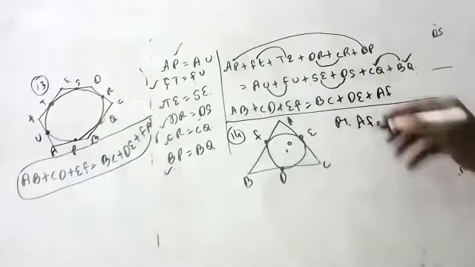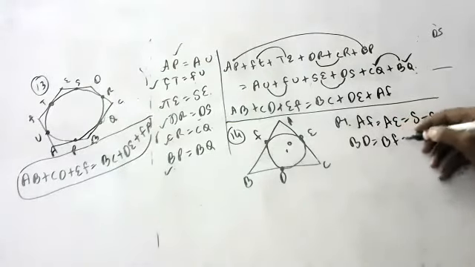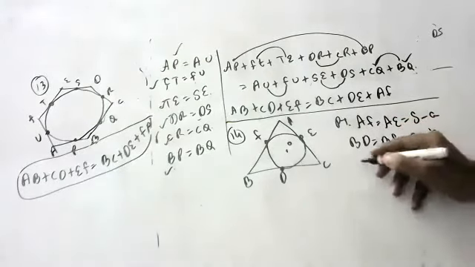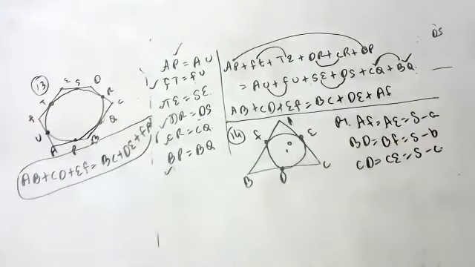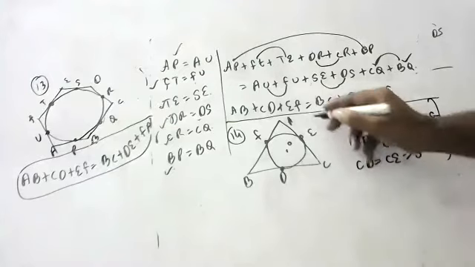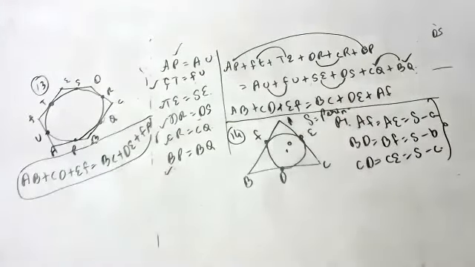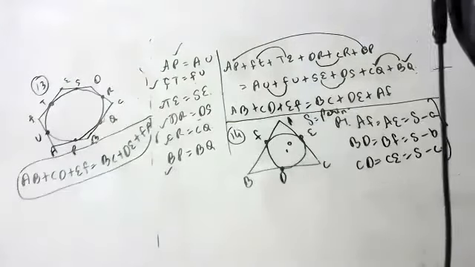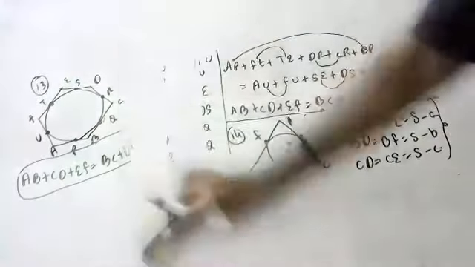Okay, I will tell what it is. BD is equal to BF is equal to S minus B. CD is equal to CE is equal to S minus C, where S is the semi-perimeter of the triangle. One second, I'm writing here: S is the semi-perimeter of the triangle.